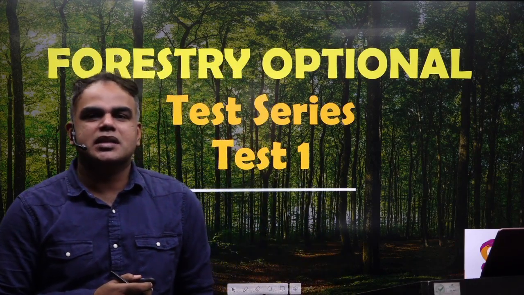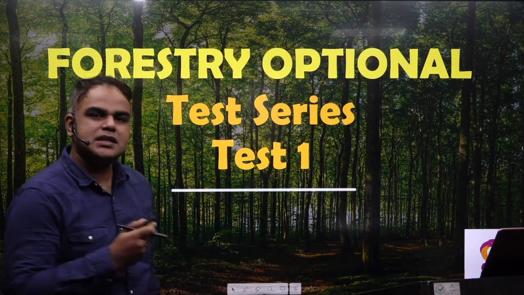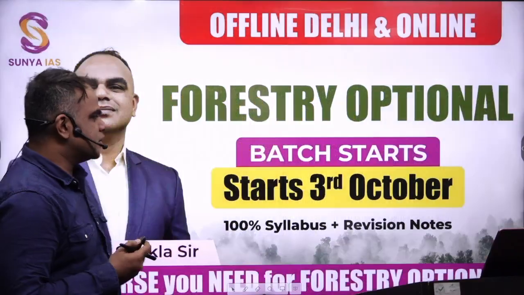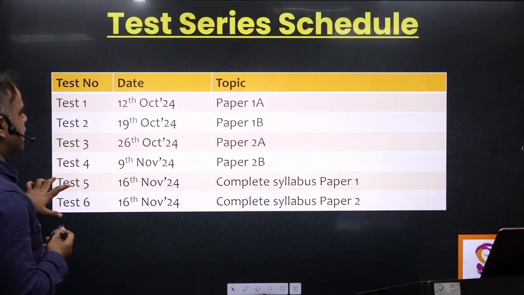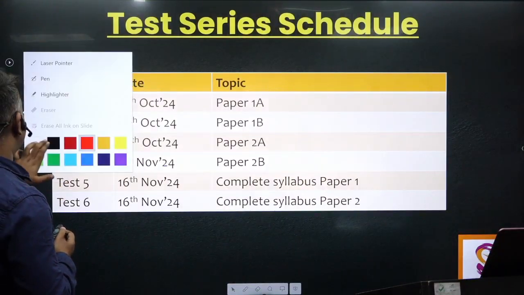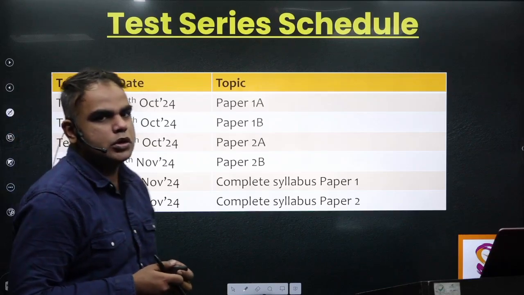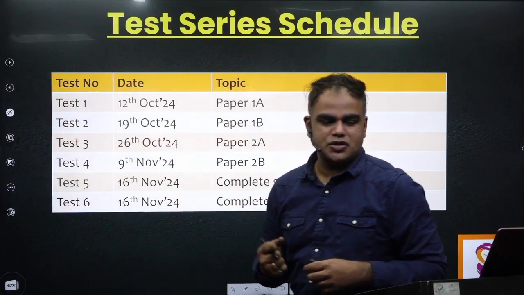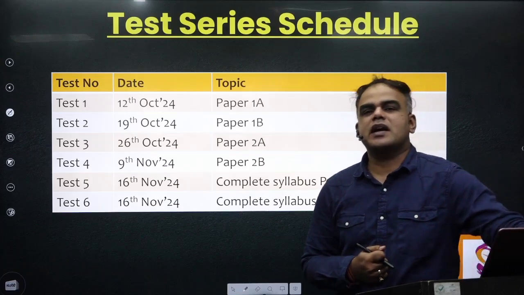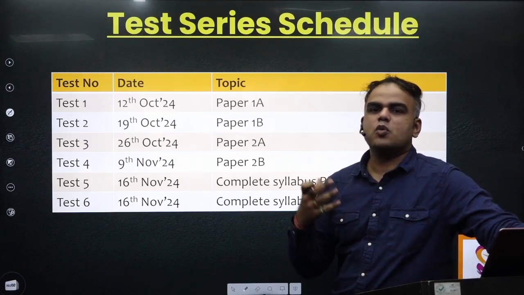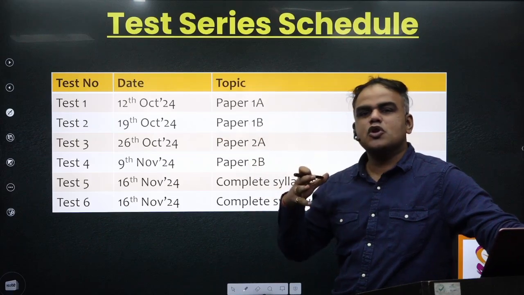Today we are going to discuss the test number 1 from the Forestry Optional Test Series. Of course, the Forestry Optional Test number 1 has the syllabus of paper 1A. Now there are some of you who would have written the test and then you're watching the discussion, but of course because of paucity of time there may be some of you who would directly want to watch the discussion and just see what should be written in the answers.